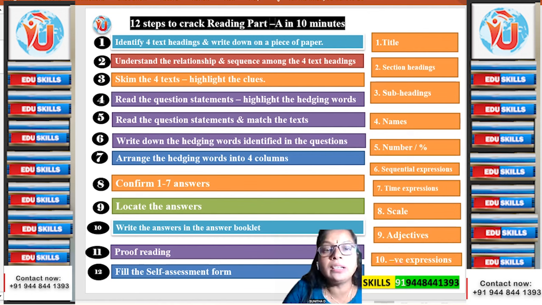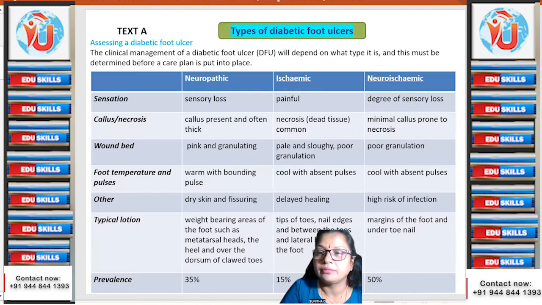And the fifth one: read the question statement and match the text. These five steps are very important while you are writing the exam. I hope you can understand, right? Yes, we can. Yes, ma'am. Those who have the hard copies, you can just go through it.